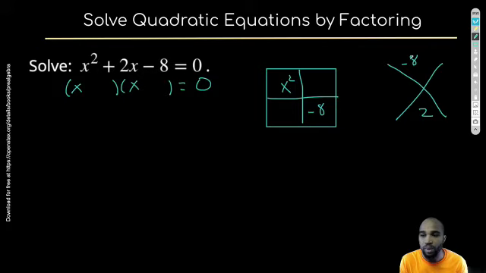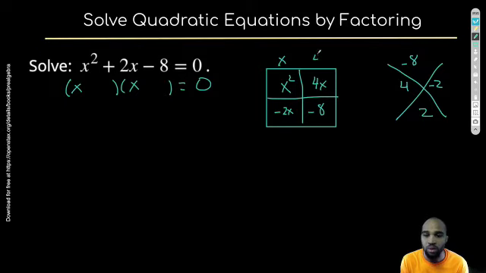What 2 numbers multiply to give me -8 and add to give me 2? Well, the factors of 8 are 4 and 2, 8 and 1. 4 and 2 will work, but I need a 2 when I add them, so I need to subtract. 4 minus 2 would give me that, and 4 times -2 would give me -8.